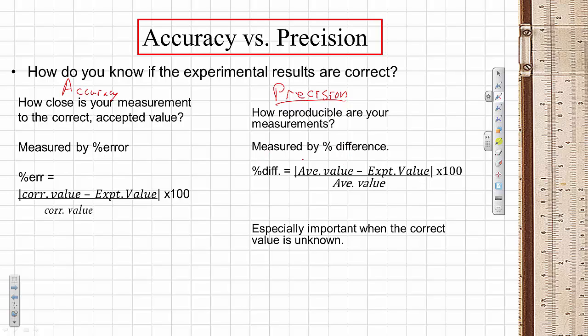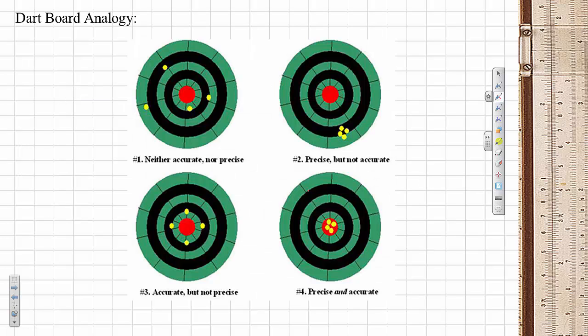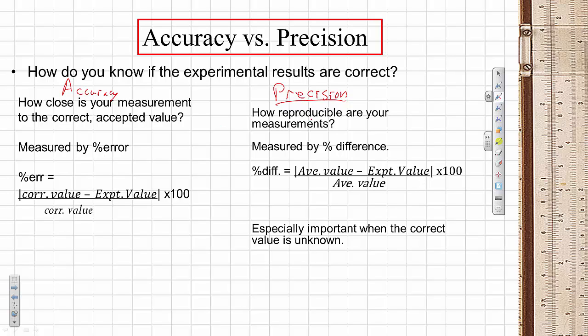Right? So instead of using the correct value, CORR here is correct value, we're going to use an average value of a number of different determinations. So again, we'll talk more about using this in the lab, and we'll actually do each of these calculations in a couple different labs. One way of thinking about precision is reproducibility. So we have this dartboard analogy. Right. Back up a second. How reproducible they are. Percent difference essentially is how different the data is from one data point to the next.